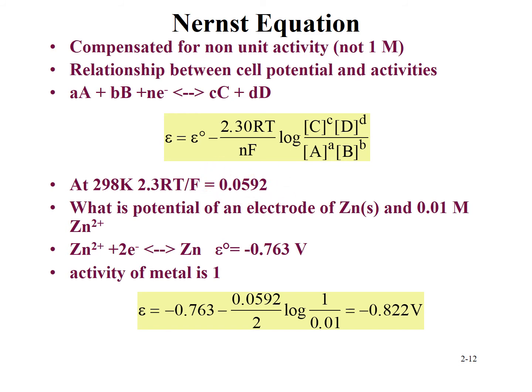So what's the potential for an electrode of zinc and 0.01 molar divalent zinc? That's listed here. Here's the standard potential. We throw in that standard potential, plug this value into the equation, 0.0592, 2 electrons, log of 1 divided by 0.01, and we get a value of negative 0.82 volts.